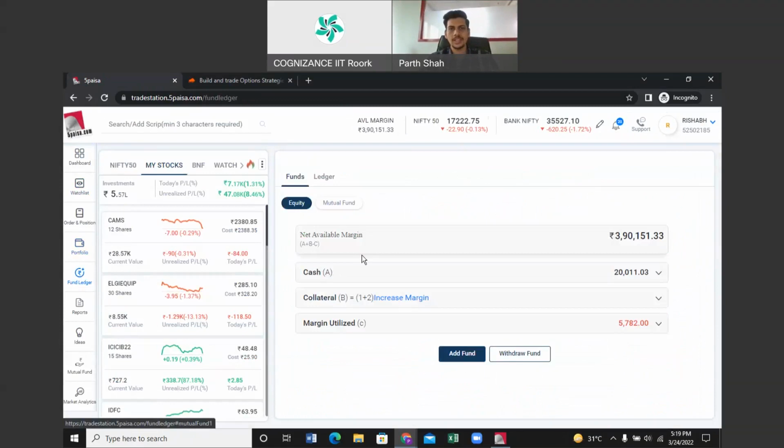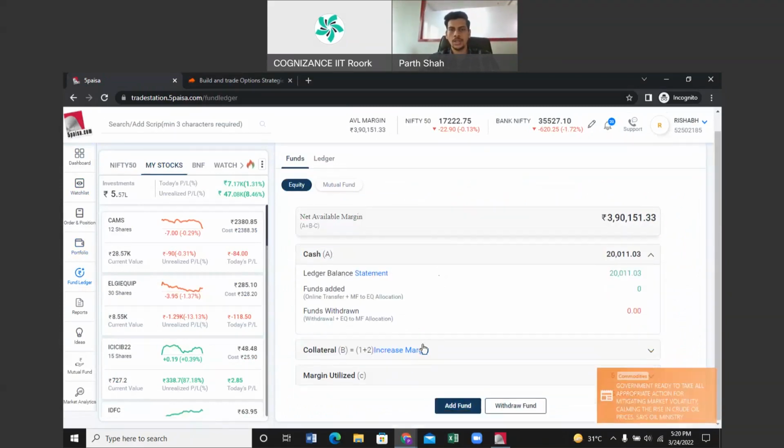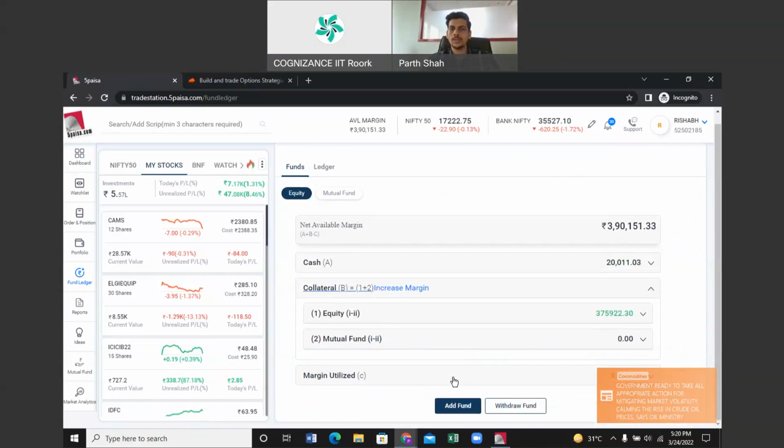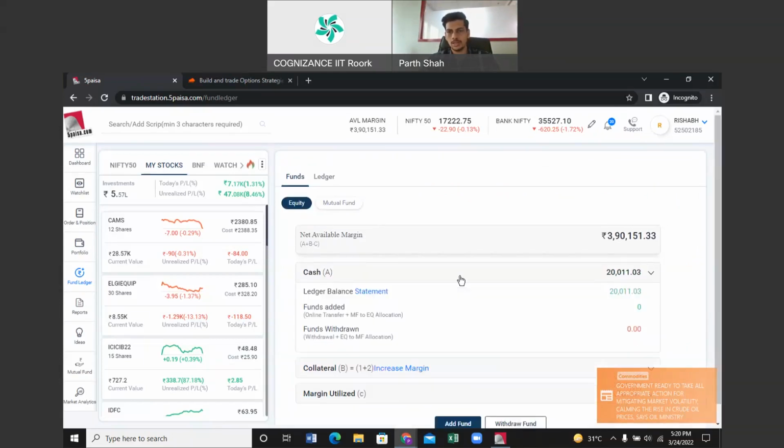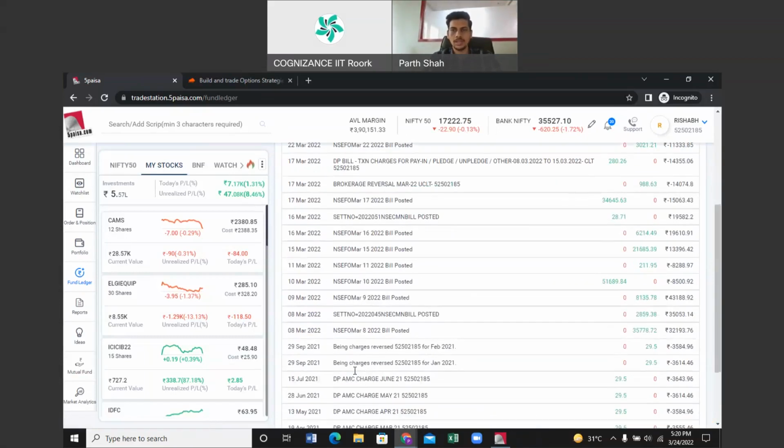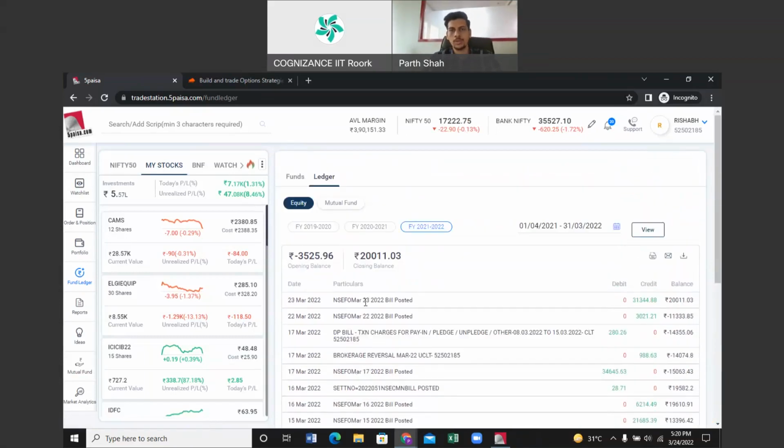Then you have the funds ledger page where you can see your fund position, your cash, your collaterals, your margin utilized, everything. And then you have the ledger where you can see your ledger statement with respect to the bill posting, charges, everything.